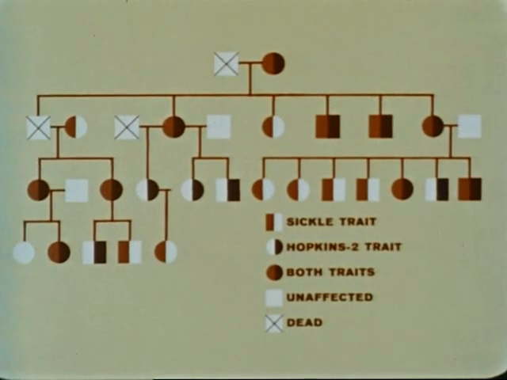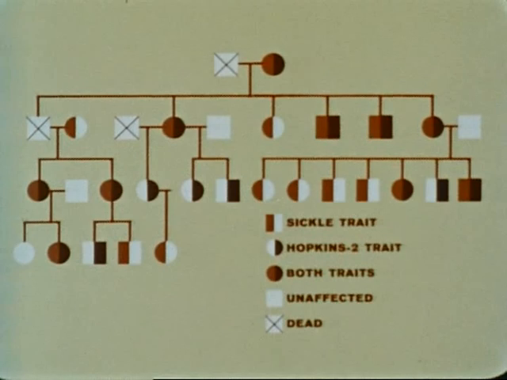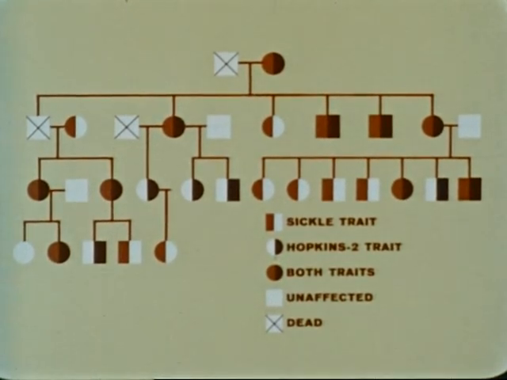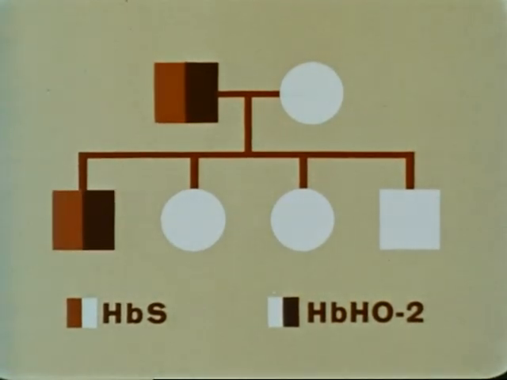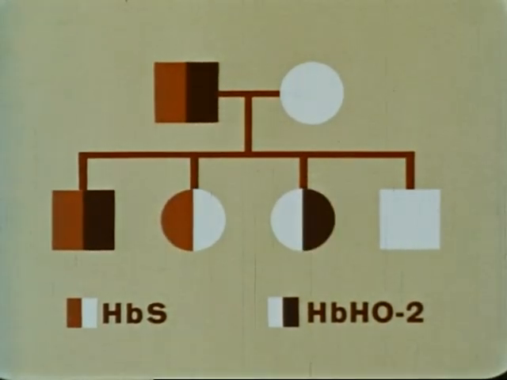Are the genes for hemoglobin S and hemoglobin Hopkins 2 at the same locus, that is, allelic? Again, critical information is provided by families in which one parent has both of the aberrant hemoglobins and the other has neither. In this case, it is found that all four possibilities occur among the offspring. Some inherit both aberrant hemoglobins, some inherit neither, and others inherit one or the other.